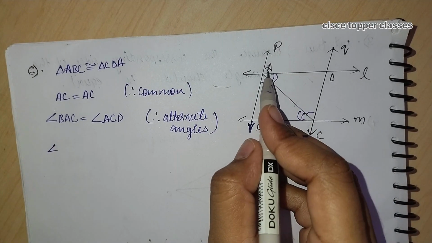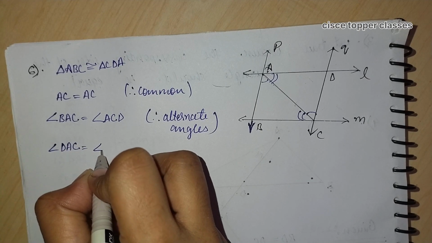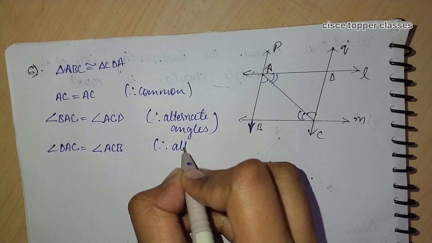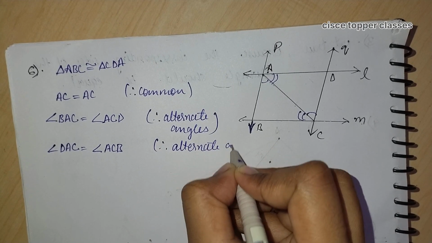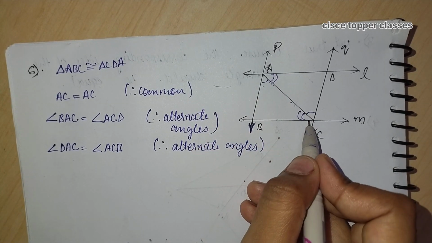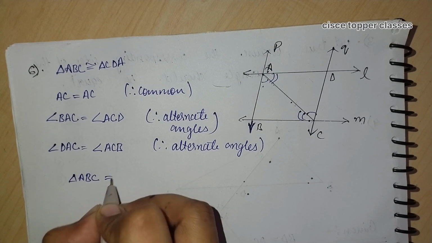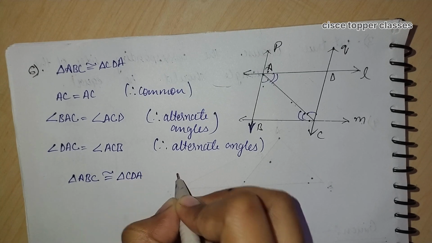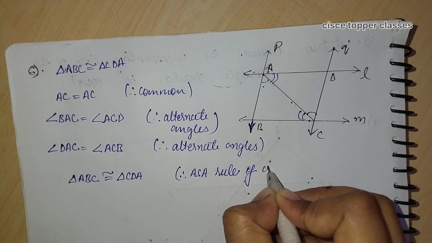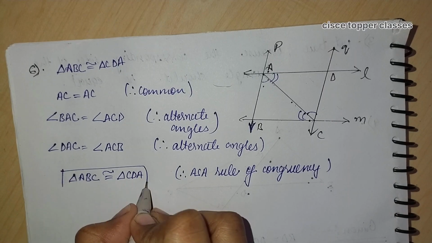Now we have angle DAC, means this DAC, is equal to angle ACB. So this is also alternate angles. So simply we can write that angle side angle congruency holds. Means here ABC is congruent to triangle CDA by angle side angle rule of congruency. So this we have to prove here in this question.